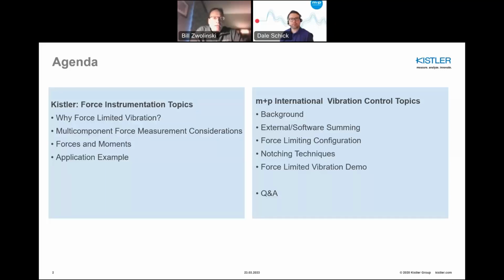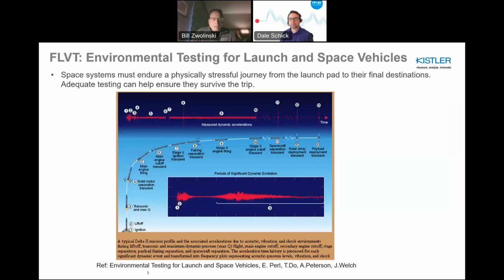On the other hand, I'll be talking more on the force instrumentation topics. Why force limited vibration? What about multi-component force measurement considerations? How do you measure forces and moments? And a brief application example. So it's always good to, I think, start out sometimes with just the overview.